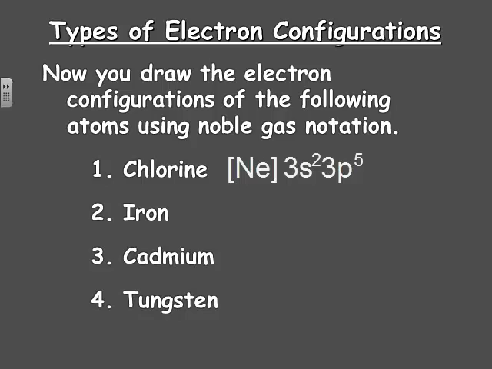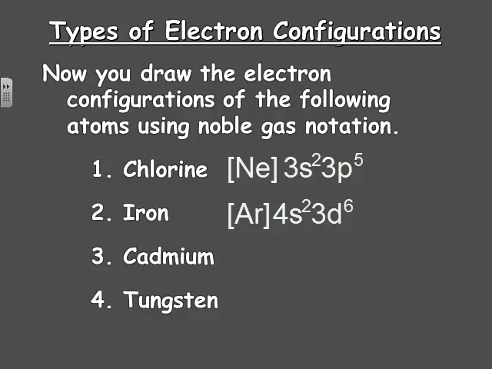Iron has 26 electrons. Its preceding noble gas is argon. So those first 18 electrons are represented with the brackets around Ar. And then we have 8 more electrons, which would be 4s2, 3d6.